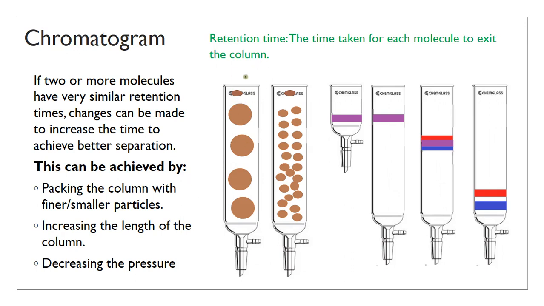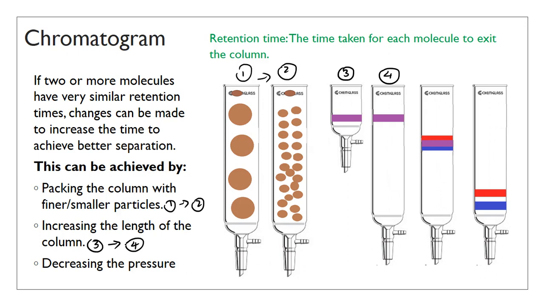So instead of the first case, we're going to the second case. If you pack them with smaller particles, it would make it harder for things to go through, and hopefully that allows you to achieve the separation. Or you can increase the length of the column. So simply by making them go for a longer distance, you would be able to make the separation occur, I guess. However, obviously, it's hard to actually increase the size of a column if you have a machine already.